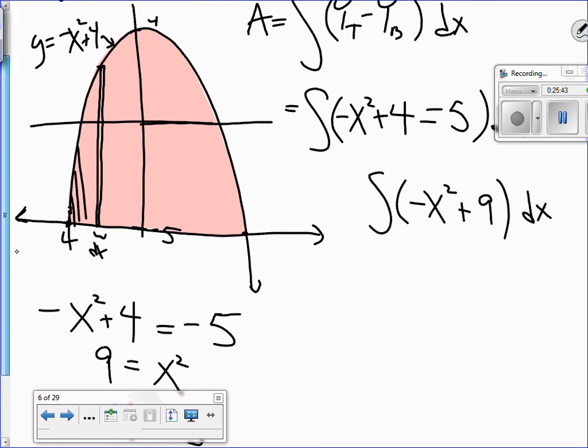So what that's telling us, we okay with the plus or minus 3? That's telling us that the x-coordinate of this point here is negative 3, and the x-coordinate over here is 3. Those are our limits of integration. We want to add up height times width from negative 3 to 3.